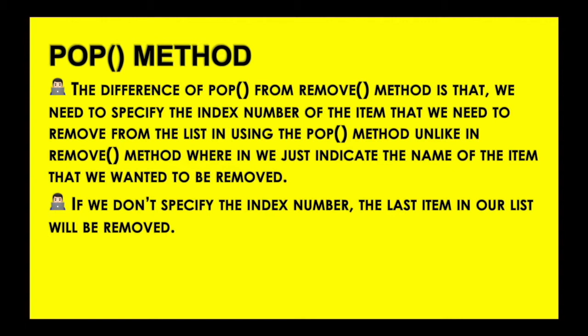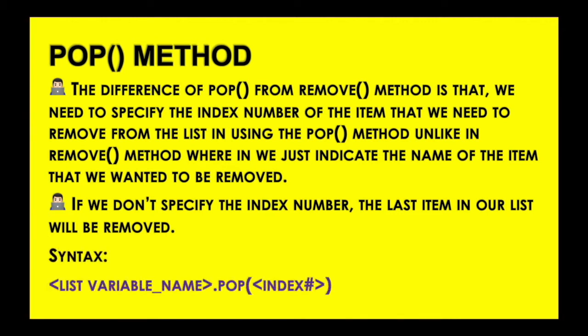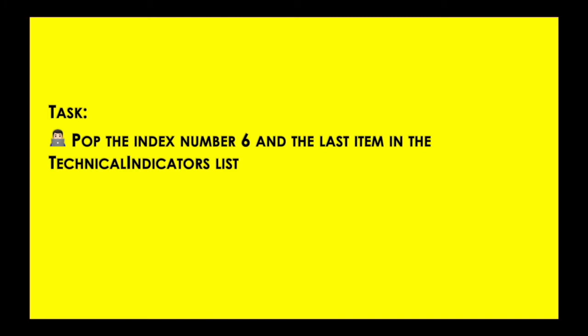So for example, we just used technical indicators dot pop, then open and close parentheses without having any data inside. Leaving the parentheses blank will result in the removal of the last item of our list. So for the syntax of this pop method, it's almost the same as our remove method, but this time after the list variable we have the dot and the pop word. These are all lowercase, and inside the parentheses is the index number. So for our task, pop the item number 6, the last item in the technical indicators list.